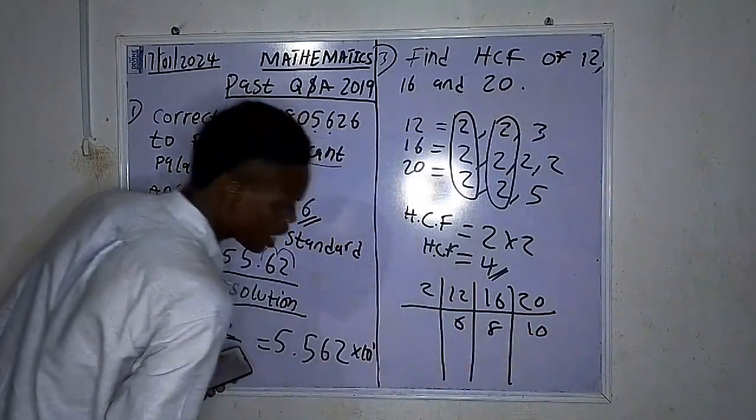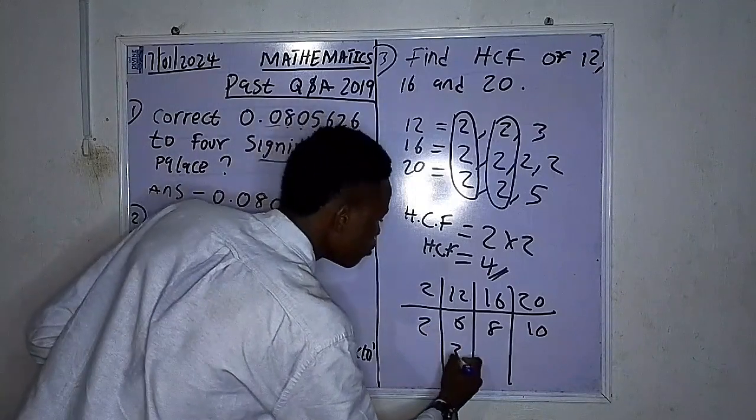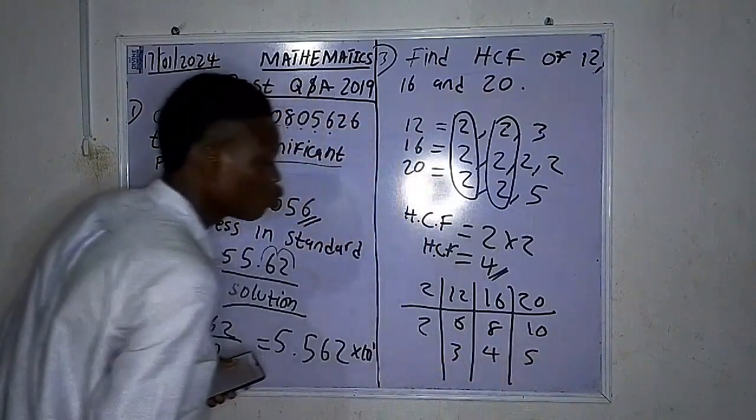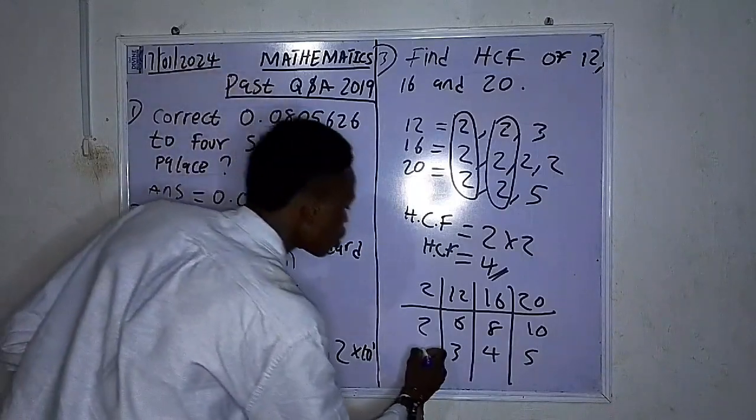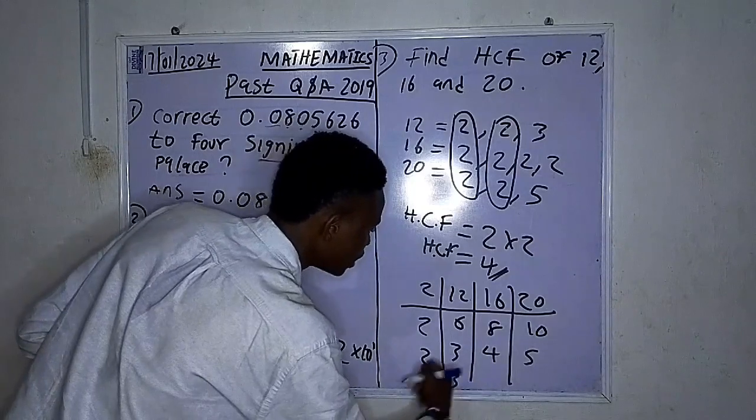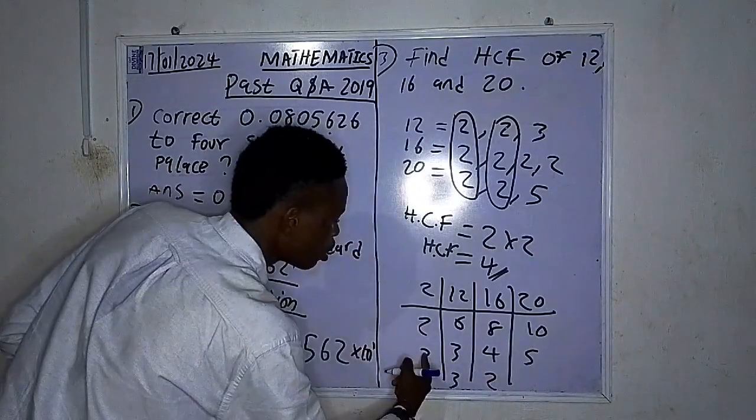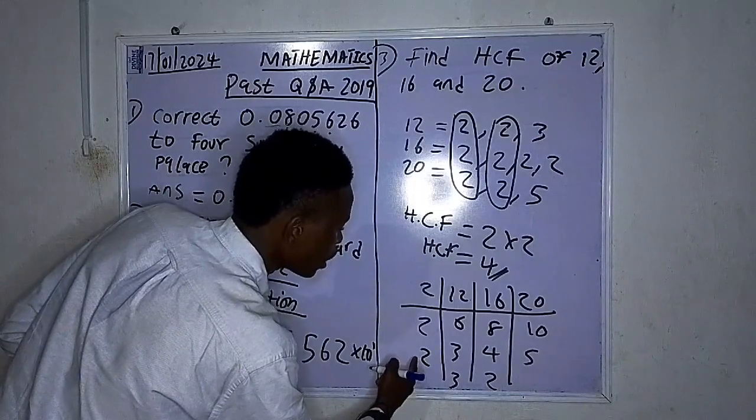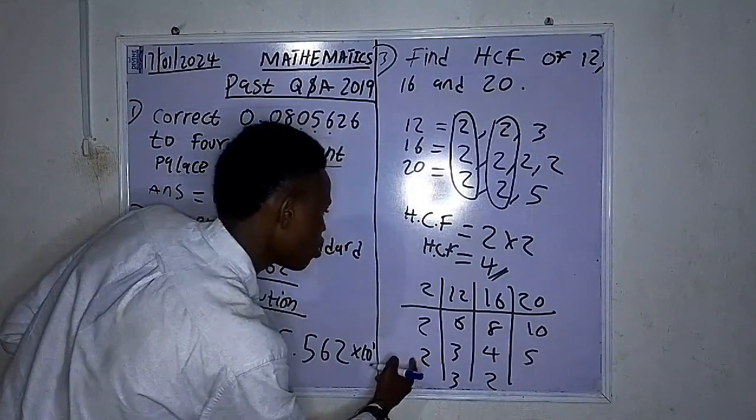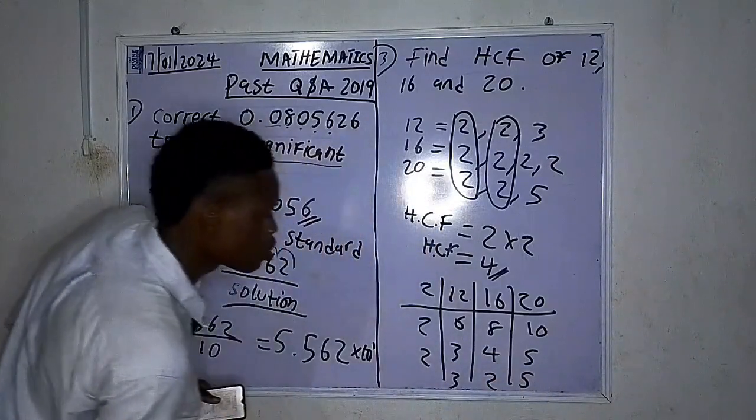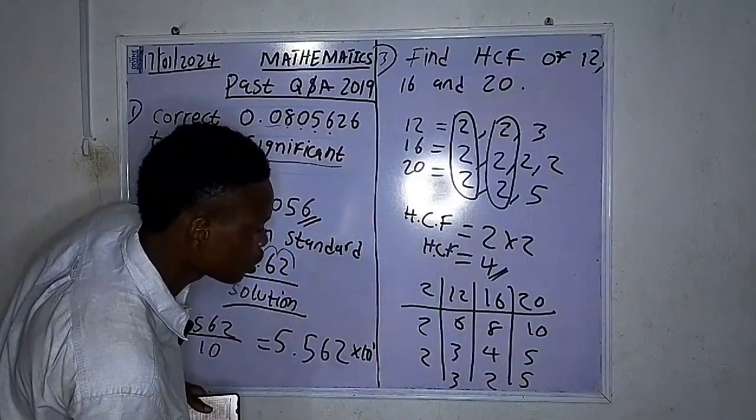Now 2 can still go. 2 into 6 is 3. 2 into 8 is 4. 2 into 10 is 5. 2 can still go because there's a 4 here. 2 into 4 is 2, and 3 comes down because it cannot divide. Can 2 go into 5? No. So what other numbers do we have again?